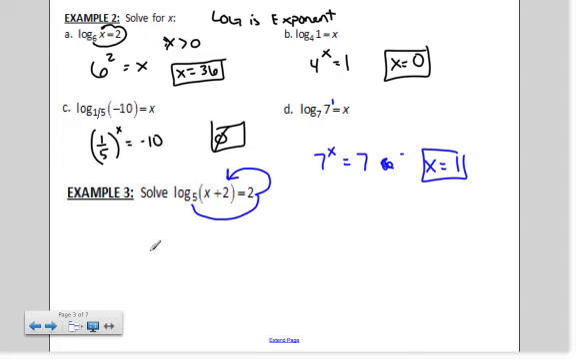Our logarithm is an exponent rule, tells us 2 is the exponent on the base of 5, and that is equal to x plus 2. We know that 5 squared is 25 equals x plus 2, and so we get x to be 23.